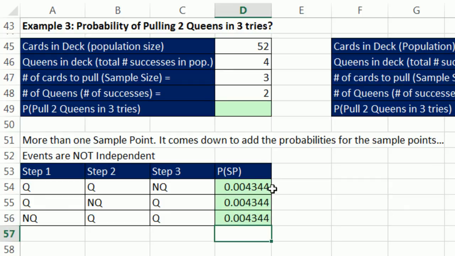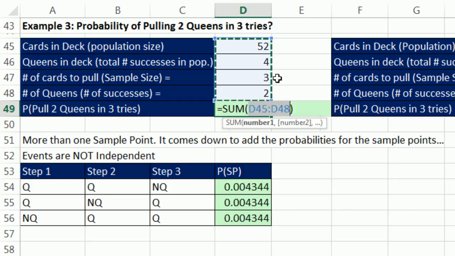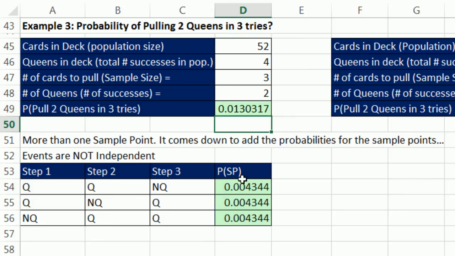Now with our 3 sample points, we can use our definition of calculating a probability for an event. This is the event: pull 2 queens in 3 tries. We're going to add all the sample point probabilities. Alt equals, it guesses wrong. I highlight down here, and enter. Wow. So 0.013. So 1.5% chance that I could pull 2 queens in 3 tries.